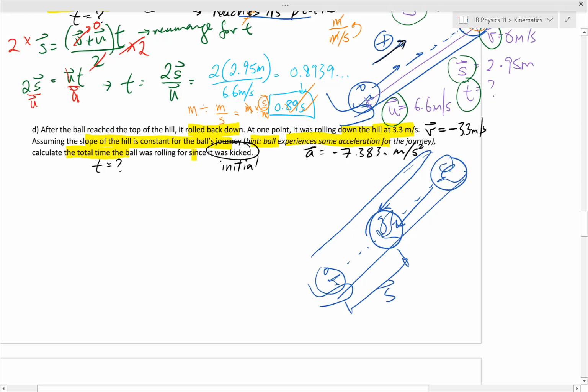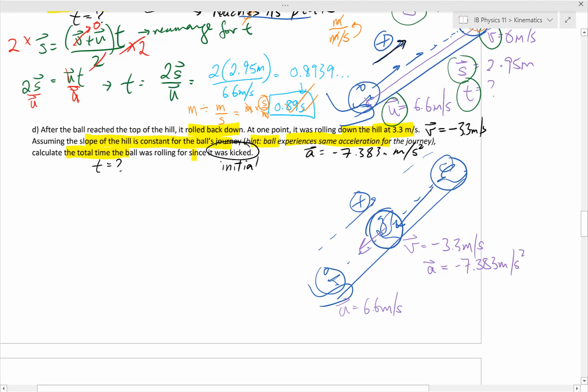Luckily, we're not asked for displacement, but just to put everything into perspective, I'm also going to label the direction up the hill as positive to give us a reference point for our directionality. We know the initial velocity when it's kicked is 6.6 meters per second. The final velocity, assuming going up and back down, is negative 3.3 meters per second, since it's going down at this point. We know the acceleration, because it's on the same hill, of negative 7.383 meters per second squared.